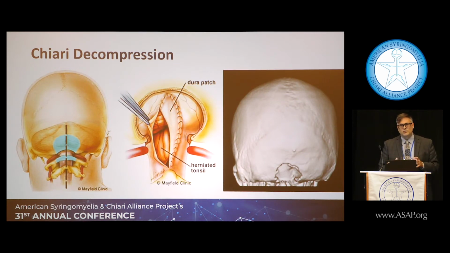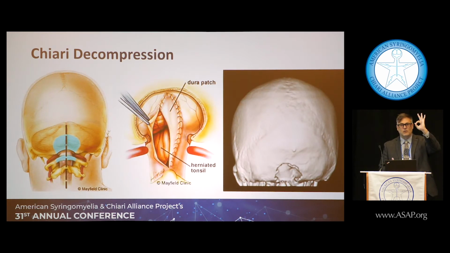The only time we use grafts is if the patient has a syrinx and during surgery on ultrasound, we don't see good movement of fluid. They have a syrinx, we don't see good movement of cerebrospinal fluid, we'll remove the dura and we'll put a graft in. Otherwise, we don't.